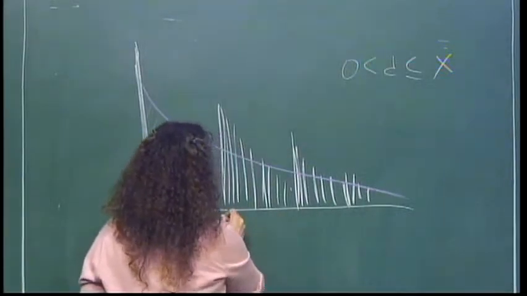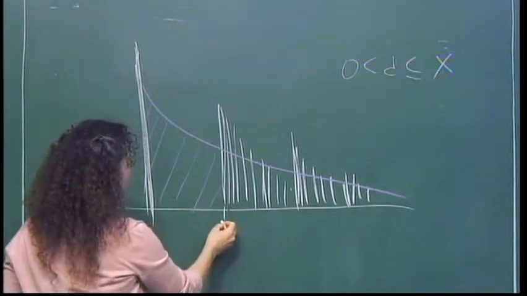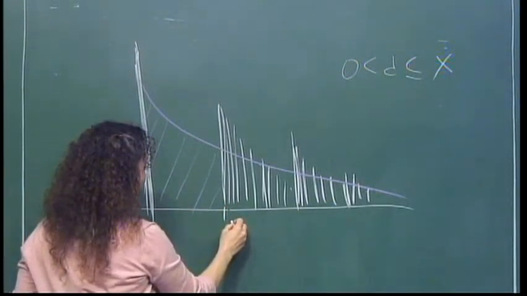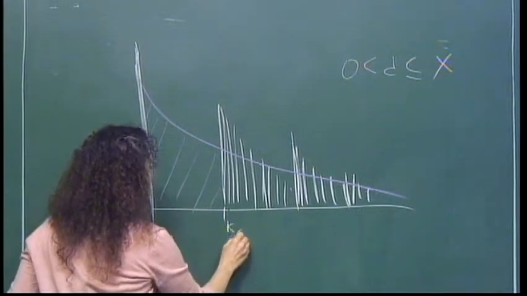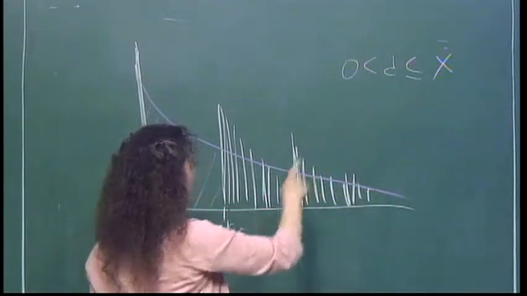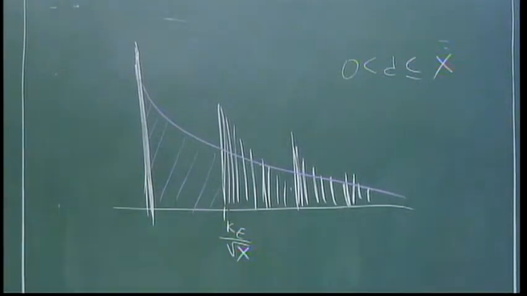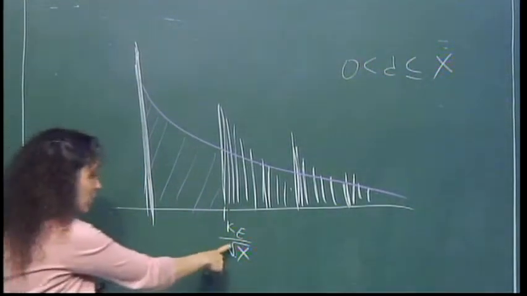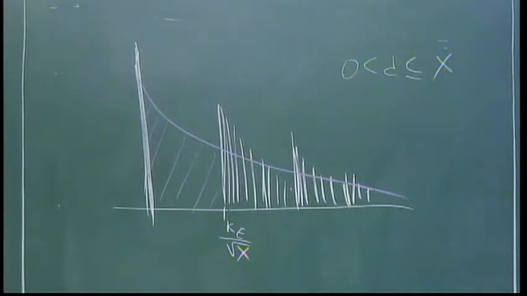Remember, we have D between 0 and X. With this formula over here, this point is going to be kappa E over root X, because X is the largest D, and so it's going to give you the smallest value when you plug it into that formula. So by using that cutoff, we get the wrong constant in this formula here.